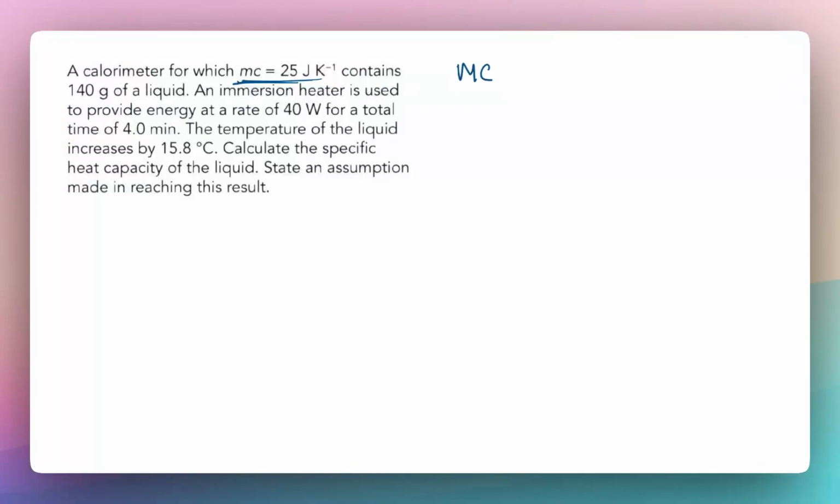We have to take notice. The mc directly is given as 25 joules per Kelvin. As you can see, the kilogram inverse is missing, which means they have already multiplied the mass and c for us. That makes our life easier. It contains 140 gram of liquid. So this calorimeter, which has the mc of this much, contains some liquid, which is 140 gram.